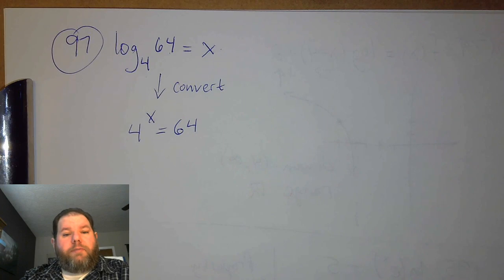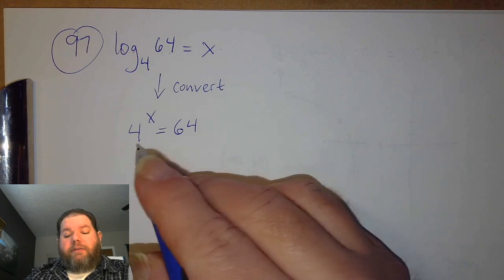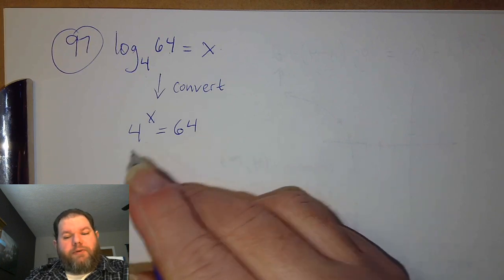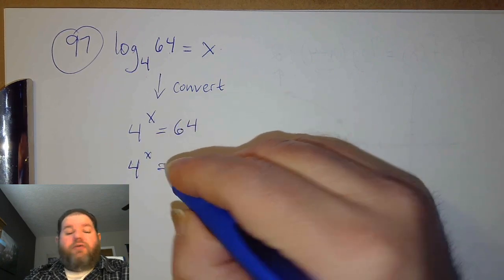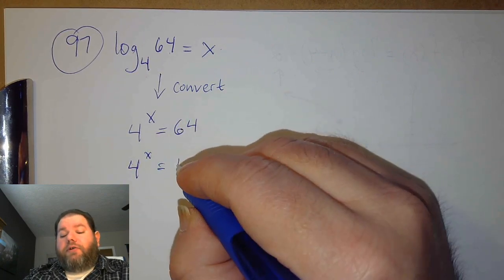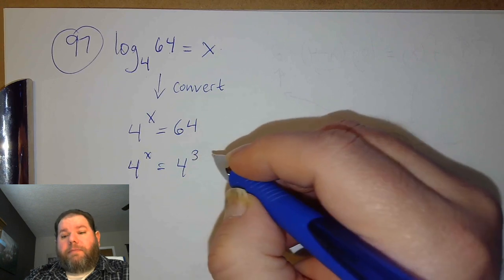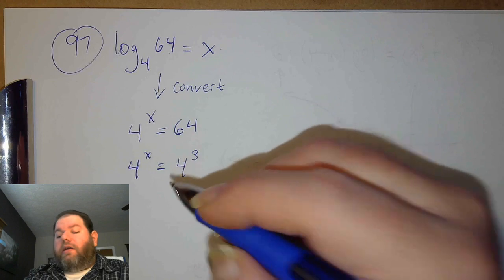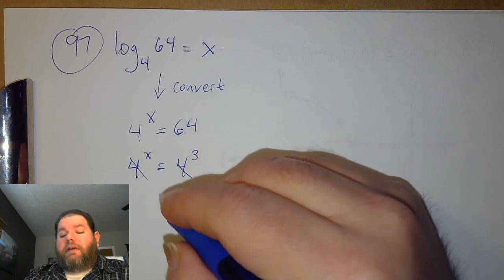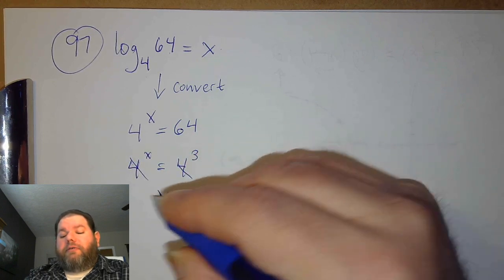And this also becomes a question like in section 6.3, our first section in this chapter. 64, can we write it as base 4? If we can get base 4 on both sides, we can solve for x. 64 turns out is 4 to the third power. Cancel out the common bases, and so we get x is equal to 3.